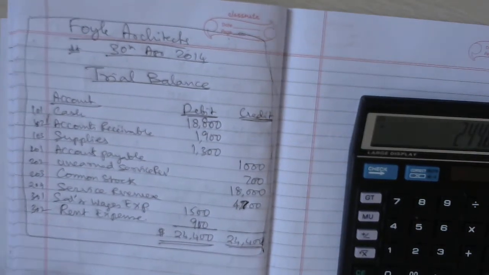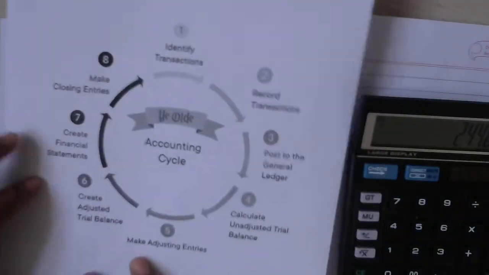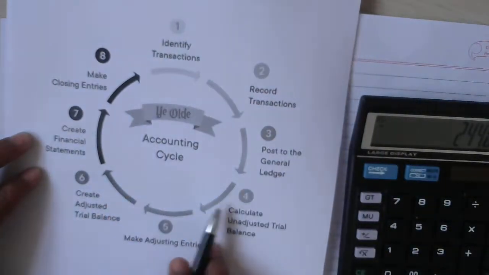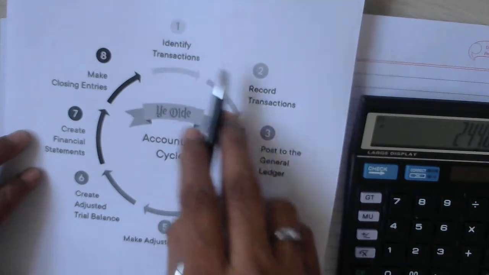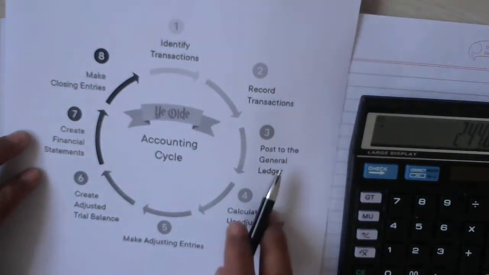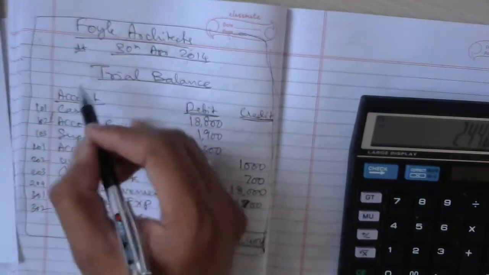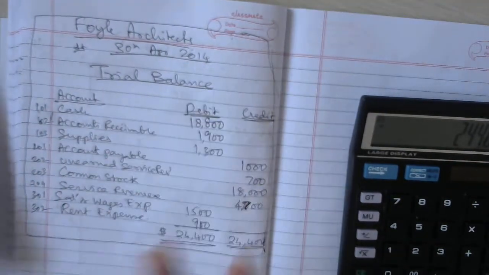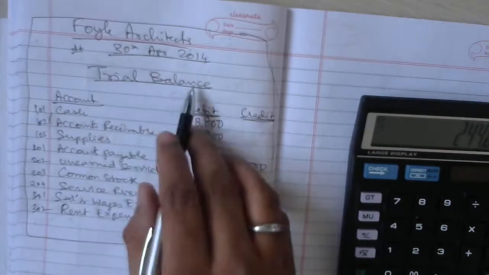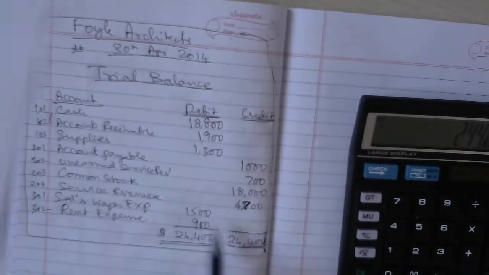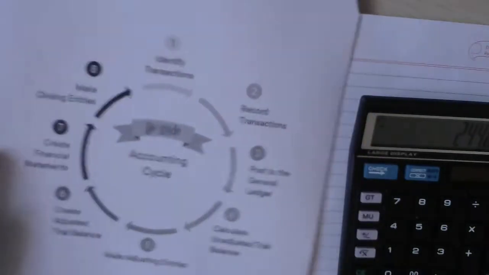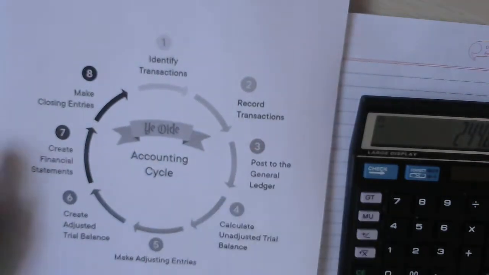I hope you are finding these videos interesting. We have done up to the fourth step now. We identified the transactions, recorded the transactions, posted to the general ledger, and calculated the unadjusted trial balance. This is what is called the unadjusted trial balance, but anyway we can simply call it trial balance. How to do the adjusting entries and all that we will see later in future videos in this playlist.